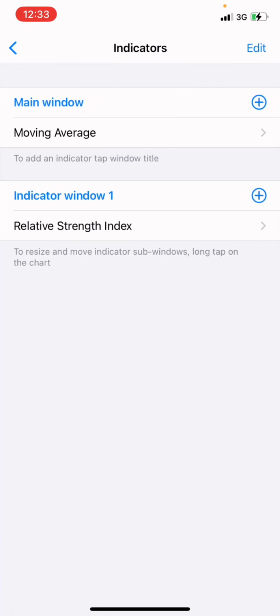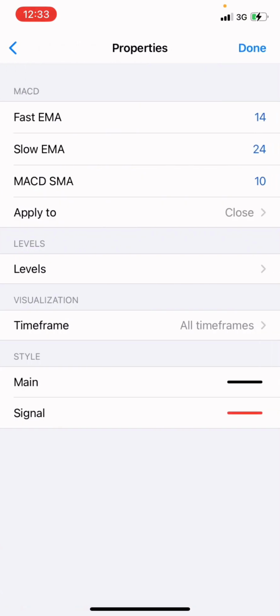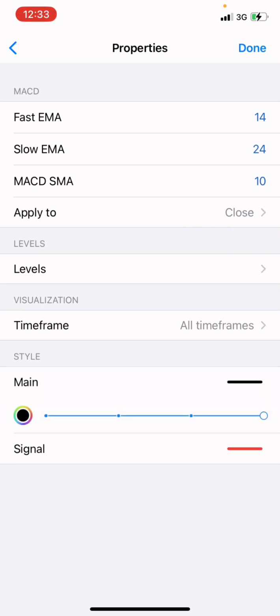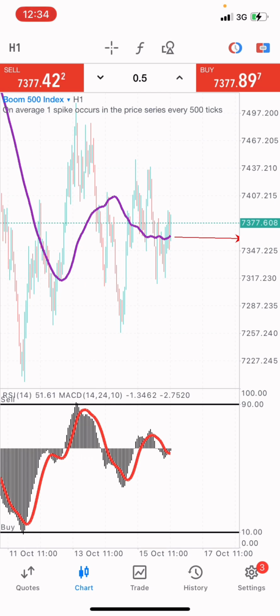Then we'll put on the indicator window 1 for MACD. Fast EMA 14, slow EMA 24, MACD SMA 10. The main color black, signal color red, on all 4 pixels. Done. Now this is how we're going to tell where price is going at the moment in this market.